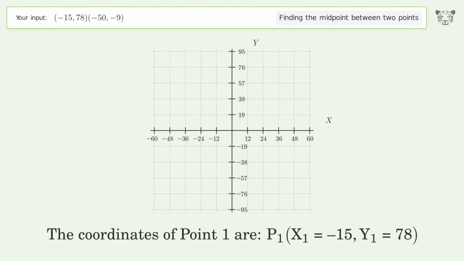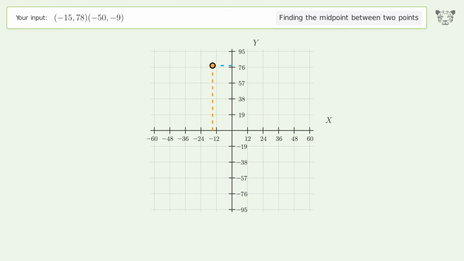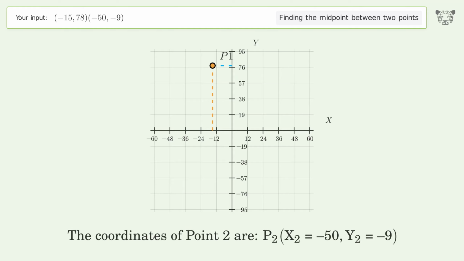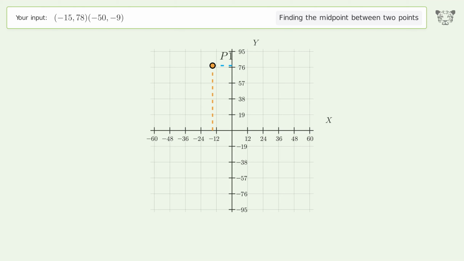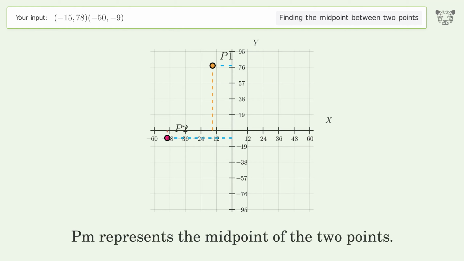The coordinates of point 1 are, x1 equals negative 15, y1 equals 78. The coordinates of point 2 are, x2 equals negative 50, y2 equals negative 9. PM represents the midpoint of the 2 points.